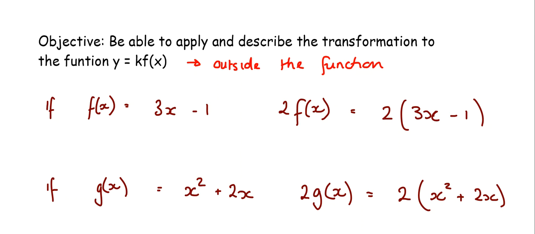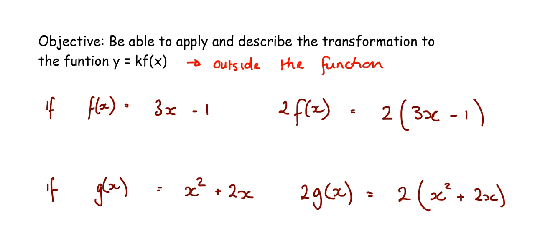Now that 2 could be anything. In fact, I've just used 2 to keep the numbers small. Maybe we ought to investigate if it was a half or a negative value or something. But we'll just start with 2 lots of f of x and 2 lots of g of x. So using your calculators, I would like you to find out what you think it is.